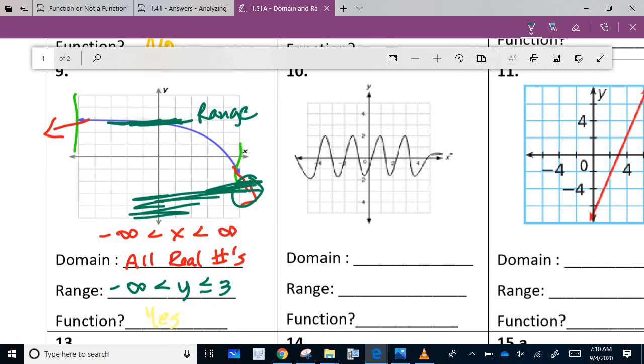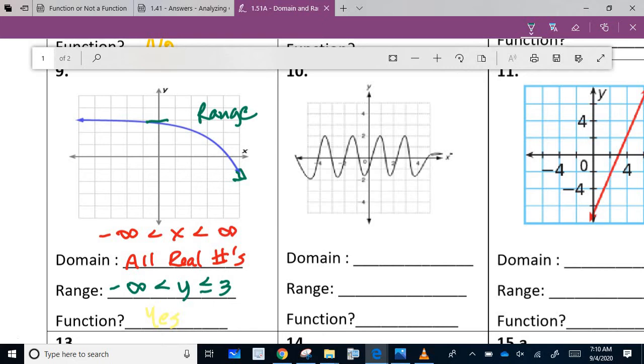So I'm going to take this off so that you can go back and see it without me marking all over it. So this is the range when you're looking at how tall it is, and it keeps on going forever.